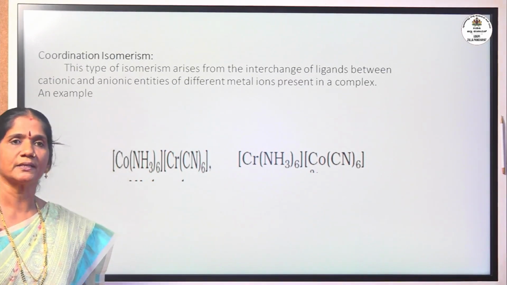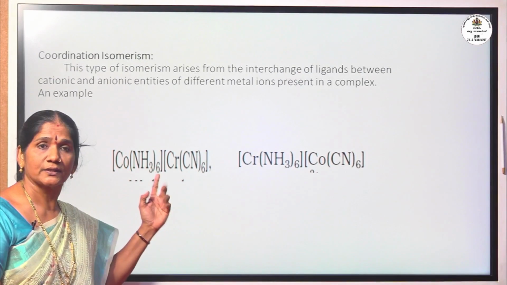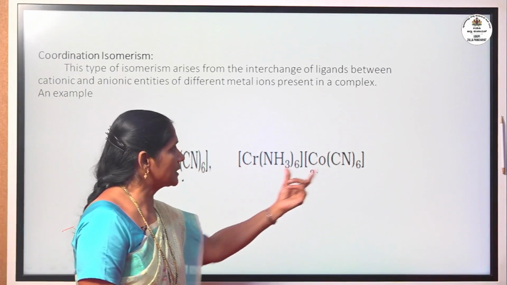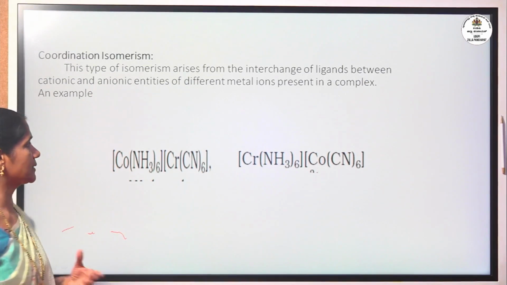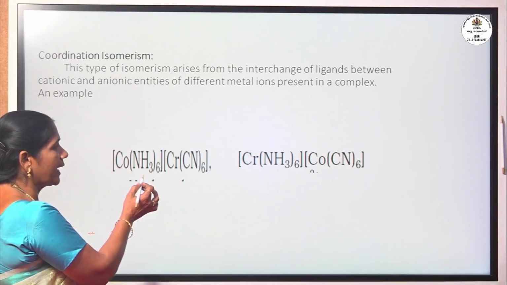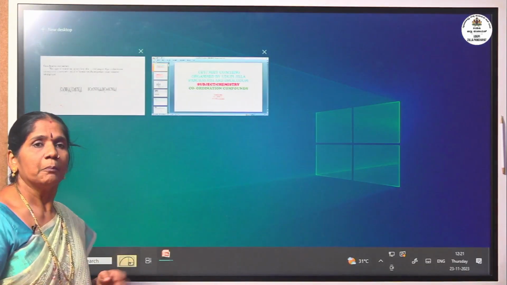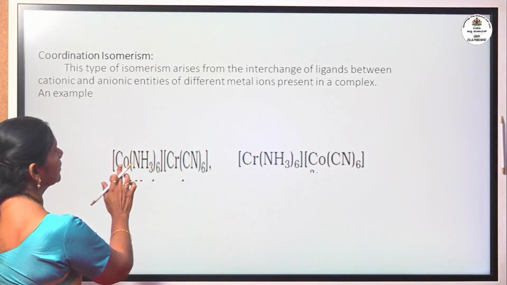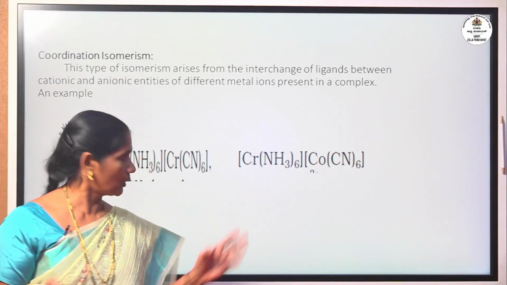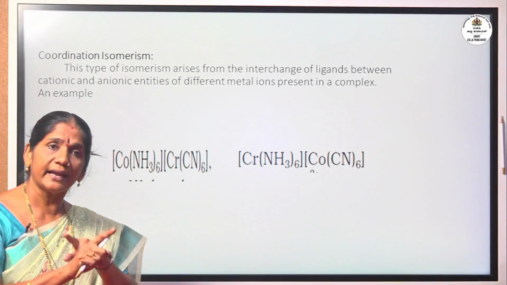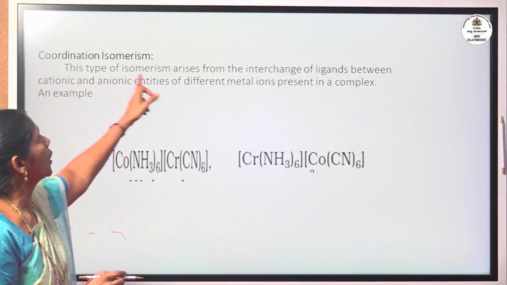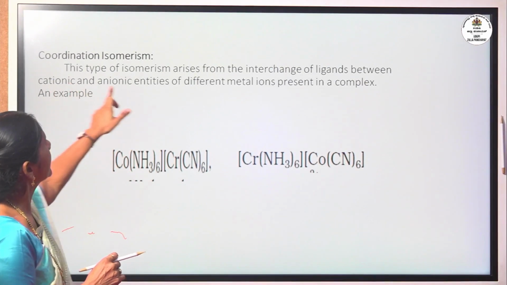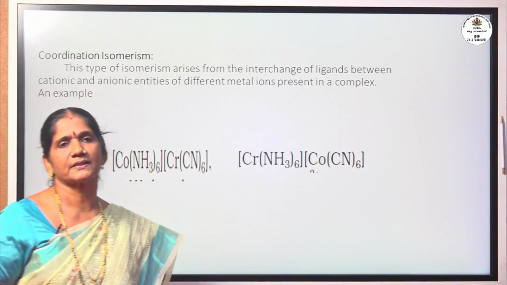This is coordination isomerism, in which you can see both the ions are complex ions. Positive ion is a complex cation, and the other is a complex anion. Here also complex cation and complex anion. How do you explain the isomerism? In this you can see cobalt is associated with the ligand ammonia and chromium is with the cyanide, but they interchange. Here chromium comes to this place, cobalt here, and chromium and cobalt exchange their ligands. When the ligand exchange takes place, such isomerism is called coordination isomerism. This type of isomerism arises from the interchange of ligands between cationic and anionic entities of different metal ions present in the complex.